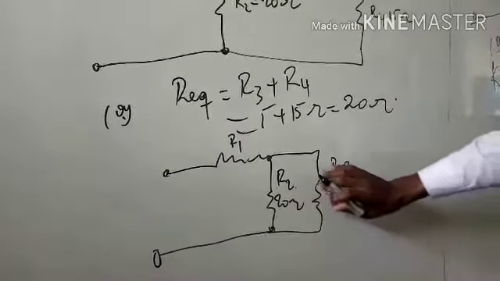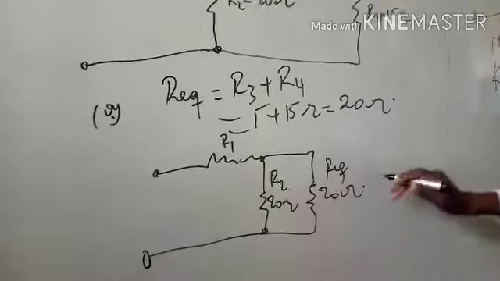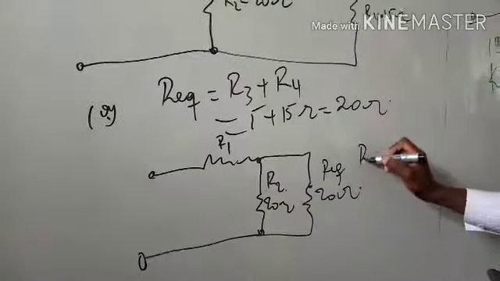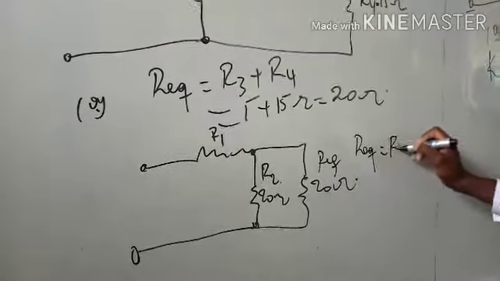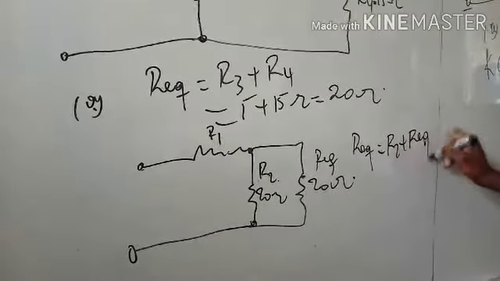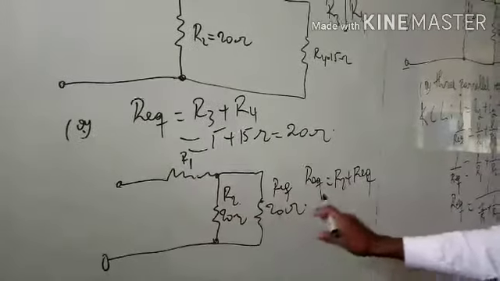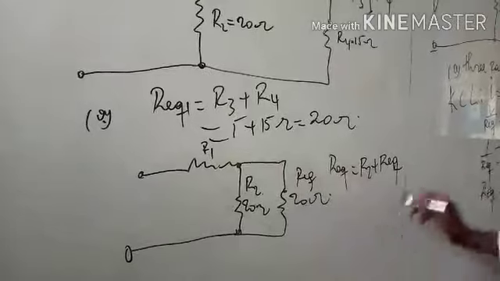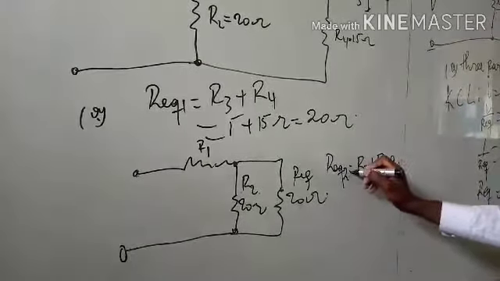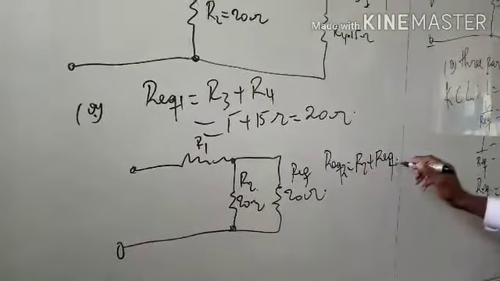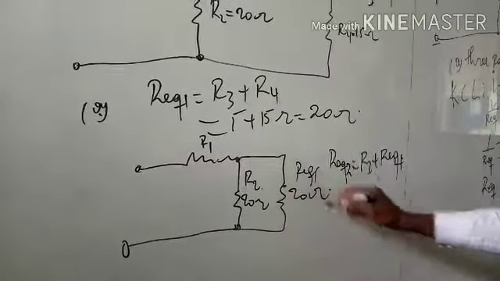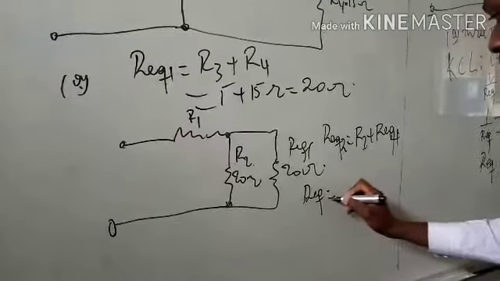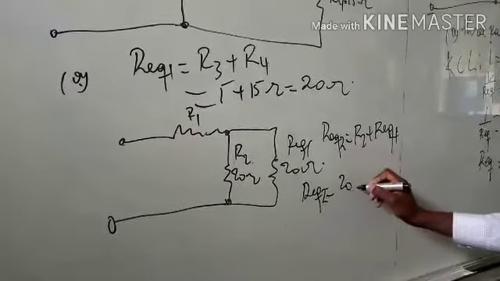That's what we have just to combine together. And then we get that R equivalent is equal to R2 plus R equivalent. They say that this is equivalent 1, and then it is equivalent 2. And then this R equivalent 2 will be equal to R2 plus R equivalent 1. Then R equivalent 2 is equal to 20.